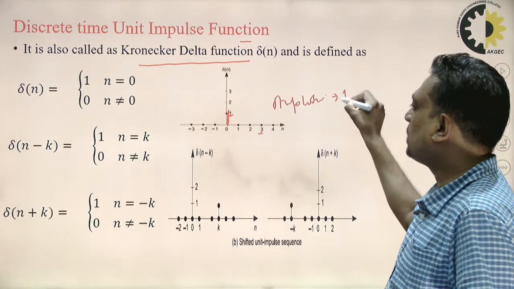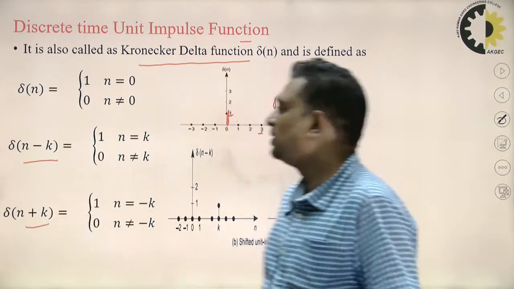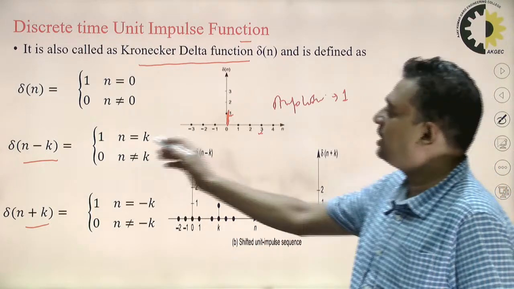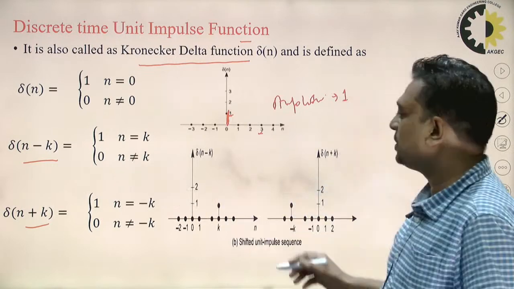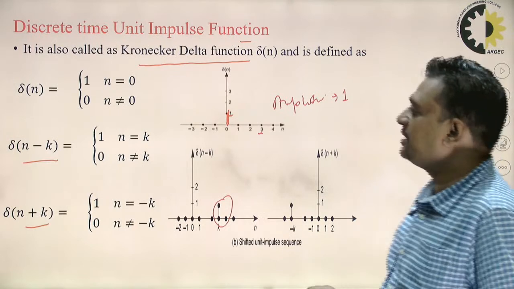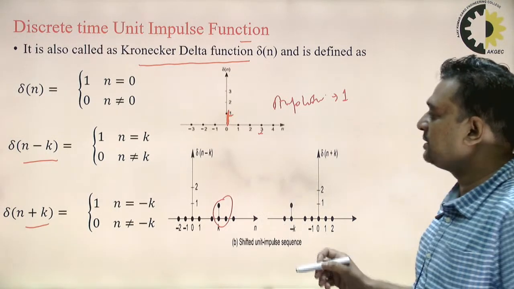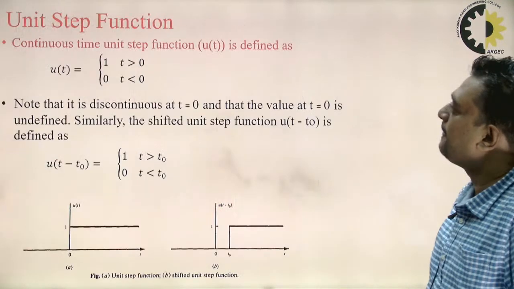So amplitude is 1, and these are the shifted versions of unit impulse function, delta n minus k. This we will see later on in this lecture, that delta n minus k equals 1 at n equals k. So you can say this is the shifted version when we are shifting the delta function to the right, and delta n plus k when we are shifting the sequence to the left. So this is delta n plus k.